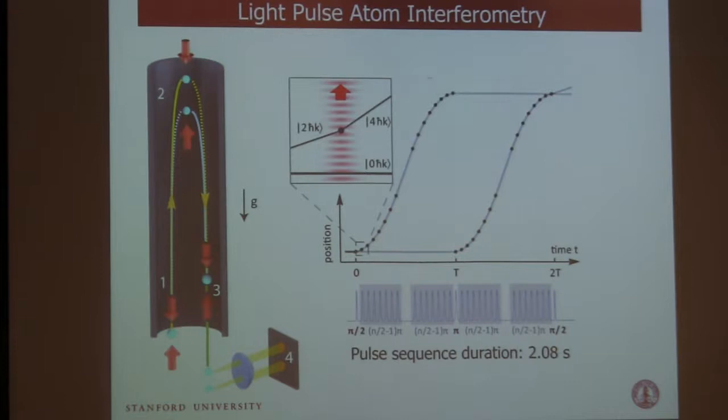Sequence of pulses. The first pulse here is a beam splitter pulse, a pi over 2 pulse, which is tuned to take an atom in a zero momentum class and put it in a coherent superposition of momentum 0 and momentum 2 photon recoils. Do you want an analogy of that process?